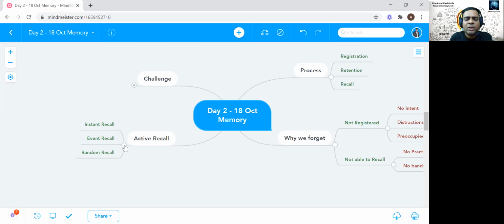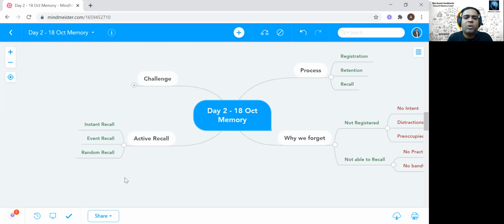So randomly think of things and recall. Now, what happens by this? You're actually activating your recall muscles, if you can call that. There's no physical muscle as such, but it's a recall activity. So you're activating the recall mechanism that will make you stronger and better at recalling.